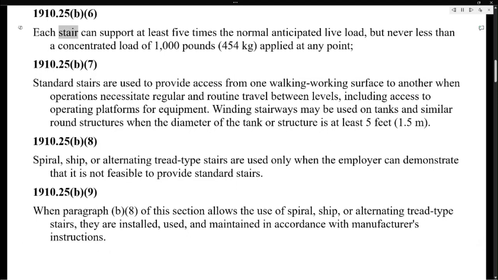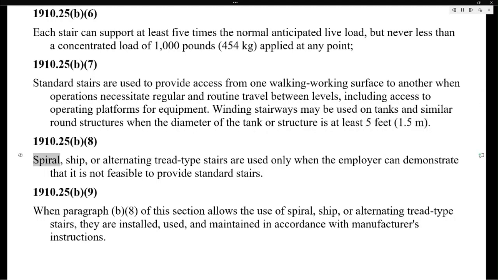(b)(6) Each stair can support at least 5 times the normal anticipated live load, but never less than a concentrated load of 1,000 pounds (454 kilograms) applied at any point. (b)(7) Standard stairs are used to provide access from one working surface to another when operations necessitate regular and routine travel between levels, including access to operating platforms for equipment. Winding stairways may be used on tanks and similar round structures when the diameter of the tank or structure is at least 5 feet (1.5 meters).